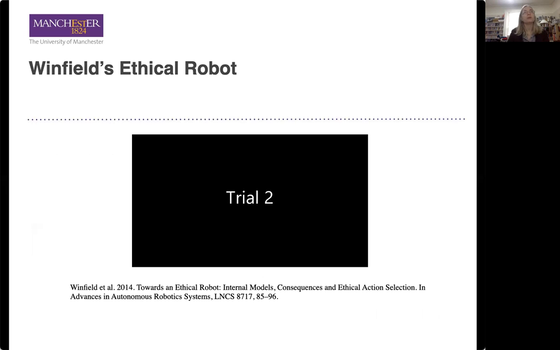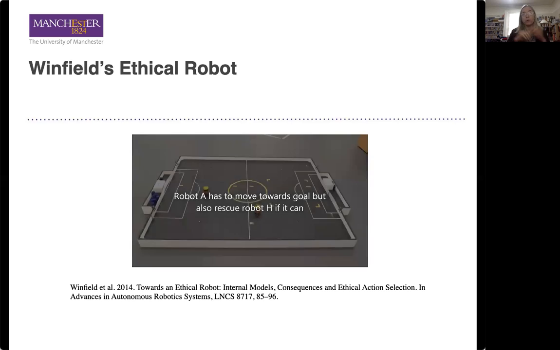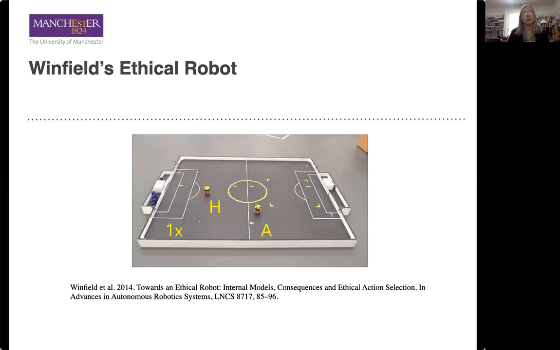The third one I want to look at is what I'm calling Winfield's ethical robot. It's actually a slightly more recent system, and it comes from the field of robotics rather than from computer science or philosophy. So this is an example of the ethical robot in action, and it's being used with two robots. Robot A is the ethical robot, and robot H is pretending to be the human.